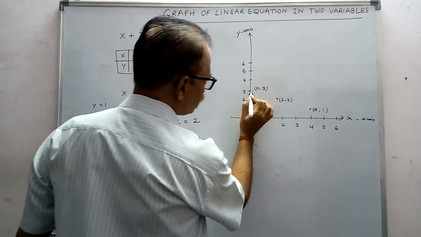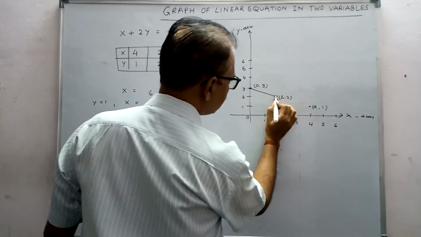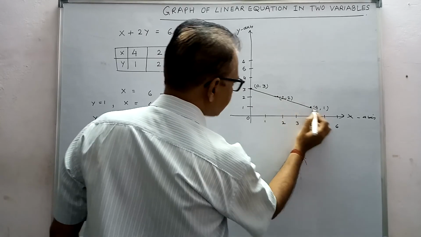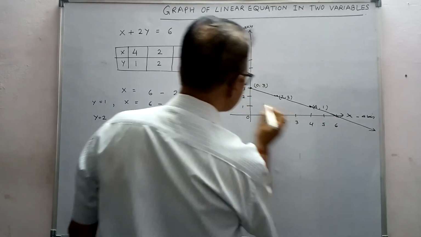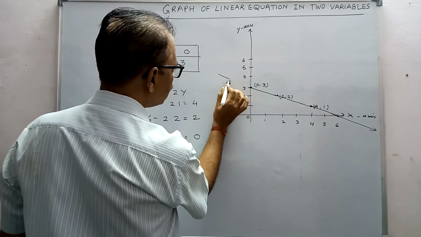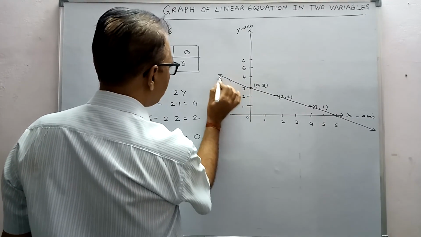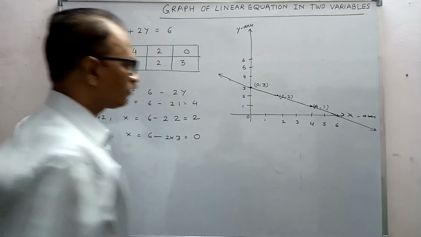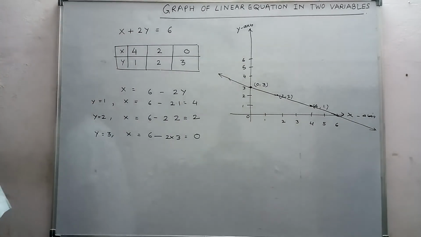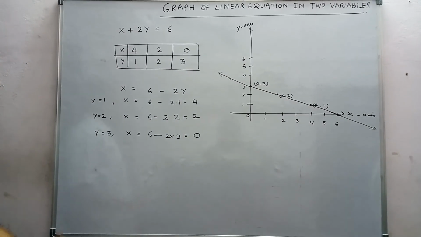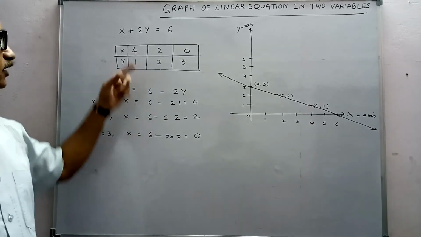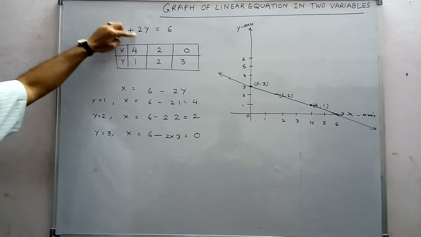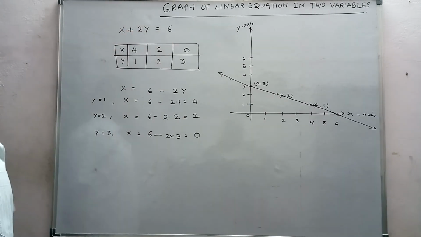Now you will join these points and extend the line further on both the sides. This way you will get a straight line passing through all the 3 points. In this way, you will be able to plot the graph of the given equation x plus 2y is equal to 6 on the graph paper.